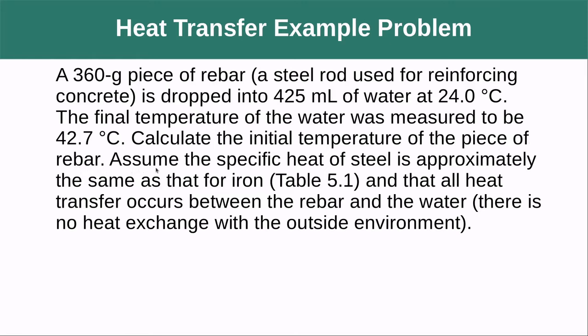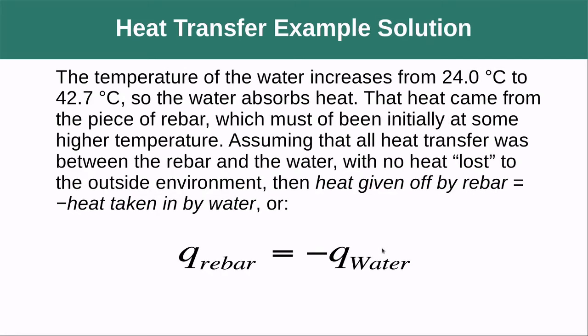And we're going to make some assumptions here. We're going to assume that the specific heat of steel is approximately the same as that for iron, and we could find that value in table 5.1 in the textbook. And that all the heat transfer occurs between the rebar and the water because we have some insulation around it. So the first thing that we need to recognize here is that the heat lost by the rebar is going to be gained by the water, and therefore Q rebar is going to equal negative Q water.